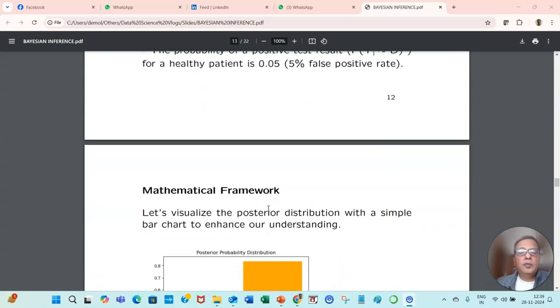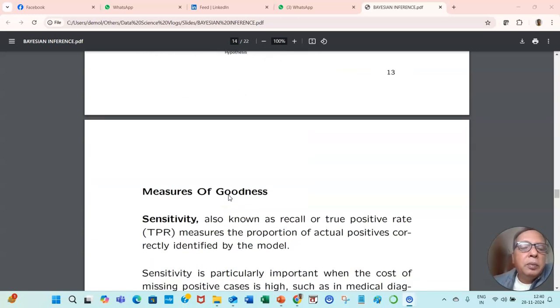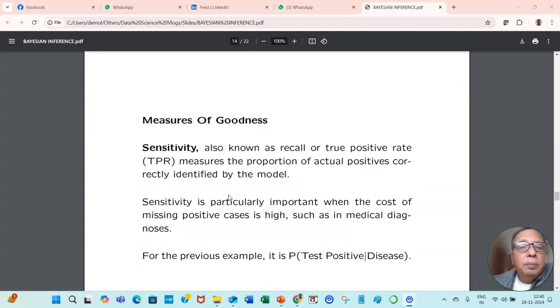So if we apply Bayes' theorem, we get probability of disease given the test result is near 0.2, whereas probability of having no disease given the test result positive is quite high. This is quite paradoxical, but this comes out from Bayes' results. So there are some measures of goodness of our prediction.